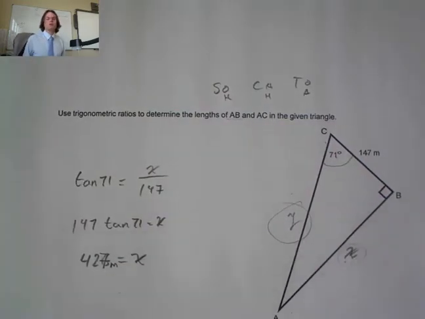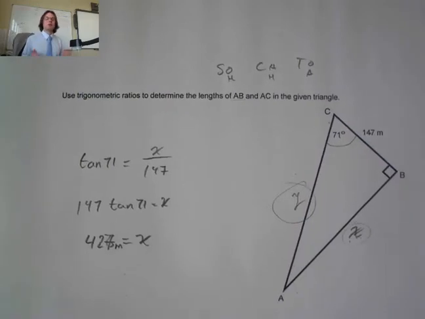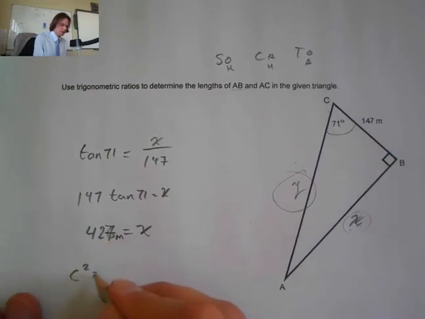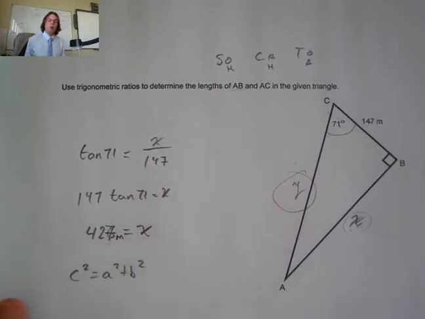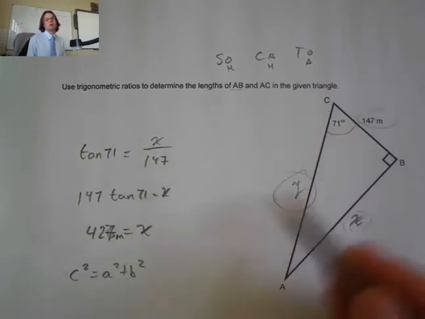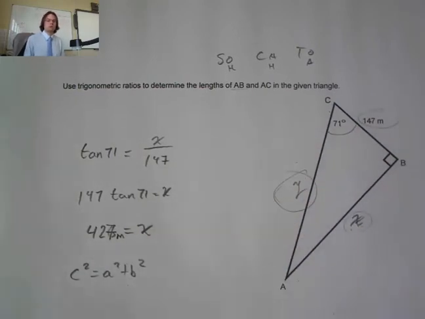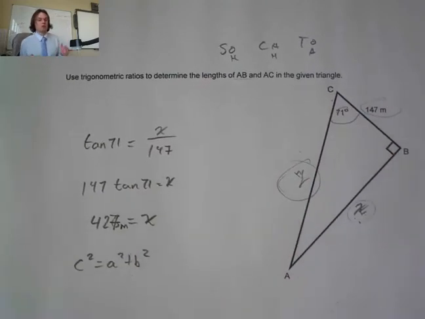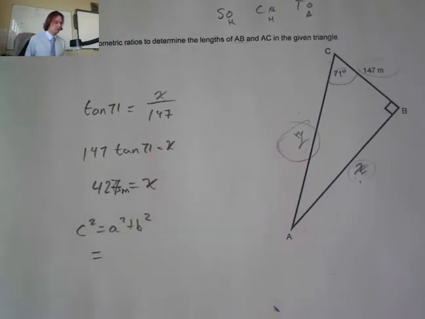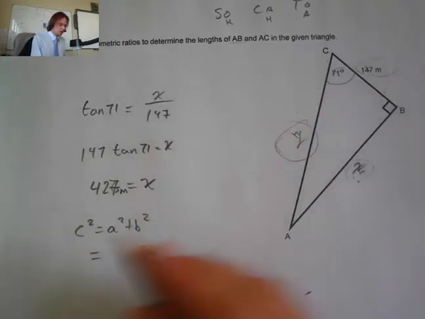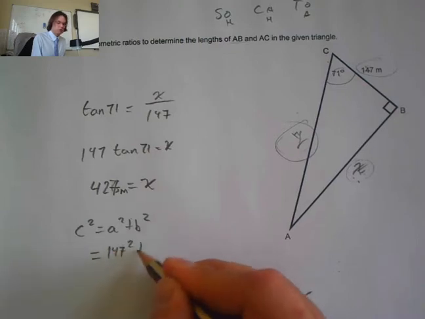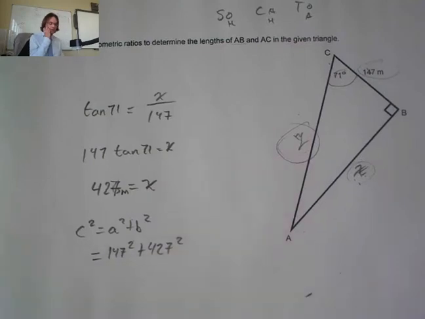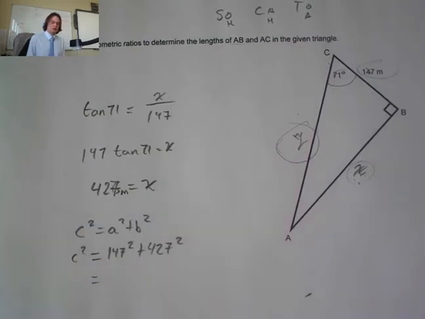What I'm going to do to find this y value is use the Pythagorean theorem. So I know c squared is equal to a squared plus b squared. Or you could use your cosine law right here, or you can use your sine law using this one and that. So there's more than one way. But right now I'm going to use the Pythagorean theorem. My two legs are 147 squared plus this one here, which is 427 squared. That's c squared.